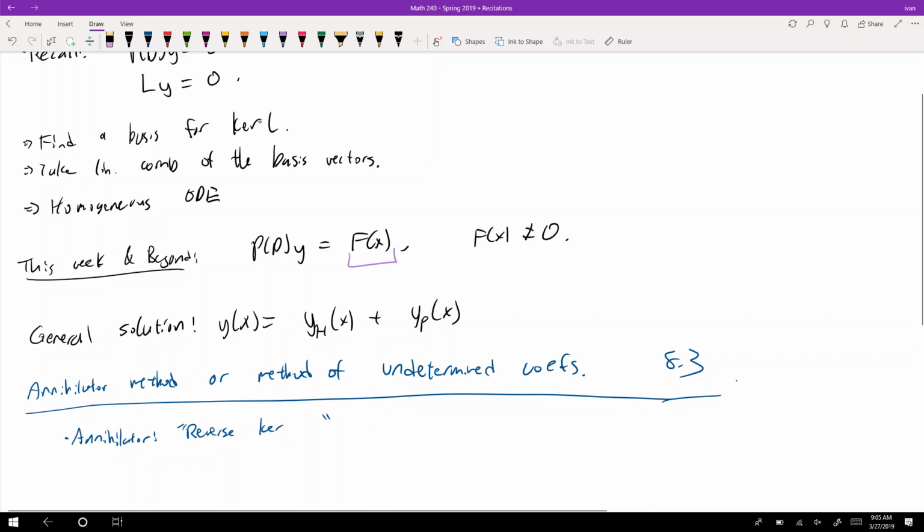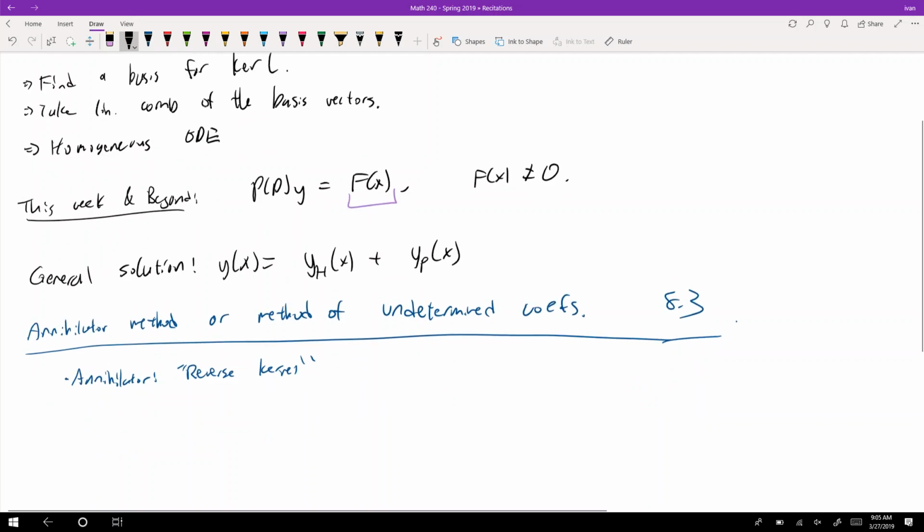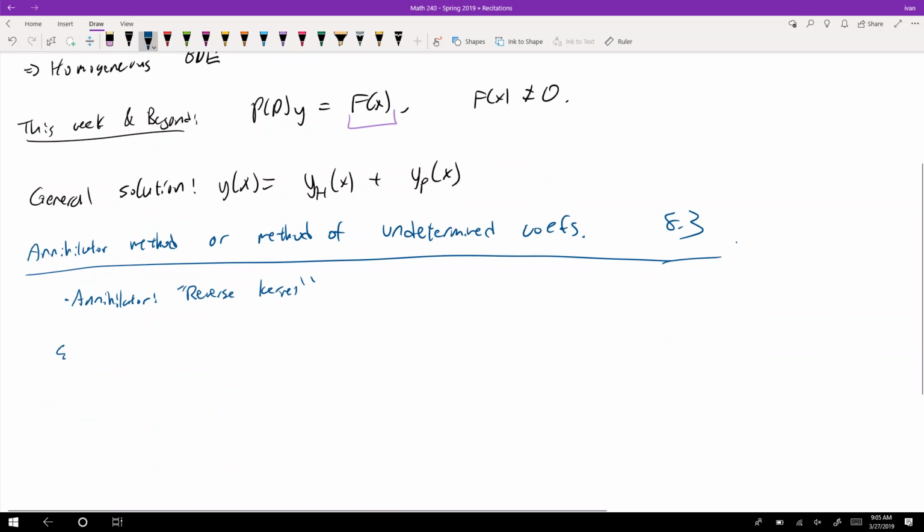All right, so what does that mean? Well, remember last week when we had some roots, we found the kernel, which was like c times e to the something x, or c times e to the something t. Well, in this case, we're going to give you c times e to the something t, and then you're going to have to find it backwards. So let's do it by example. So, examples of annihilators.